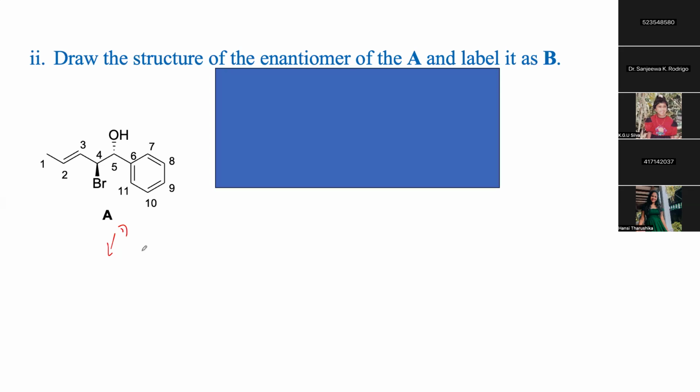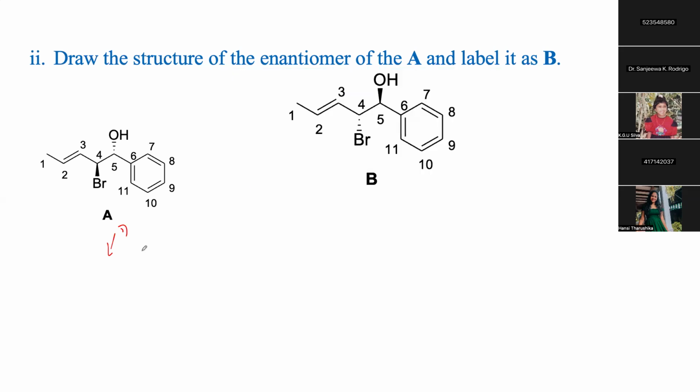There are two molecules and they have the same connectivity, same molecular formula and everything, but their spatial arrangement is different. Their relationship is that they are mirror images of each other, or enantiomers, and these mirror images are non-superimposable. So simply, the way you draw the enantiomer of A is to invert the stereo centers.